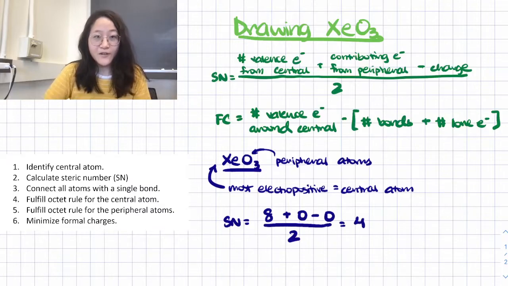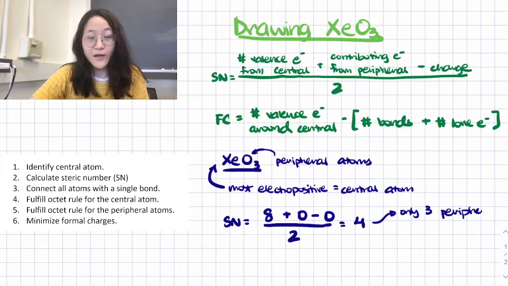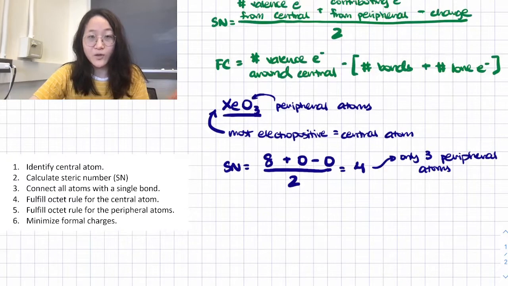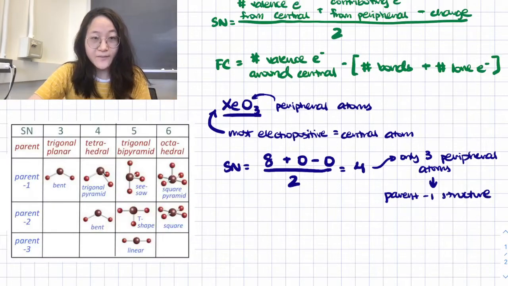So now that we have our steric number, we can compare that to the number of peripheral atoms that we have. And in this case, we only have 3 peripheral atoms. And this tells us that even though we have a parent structure where Sn is equal to 4, we have the parent minus 1 structure that will represent the true structure of our molecule here. And so let's revisit that.